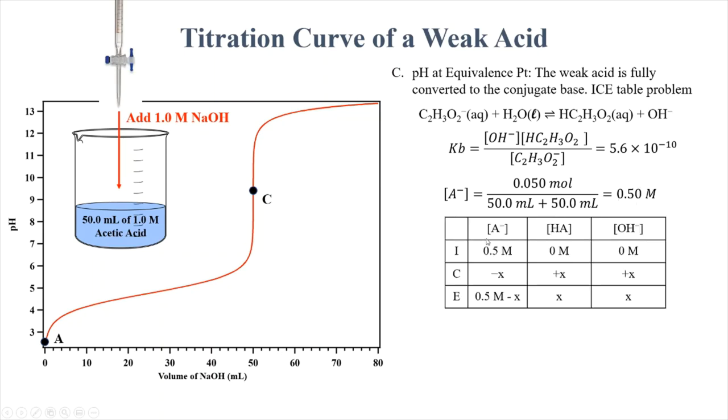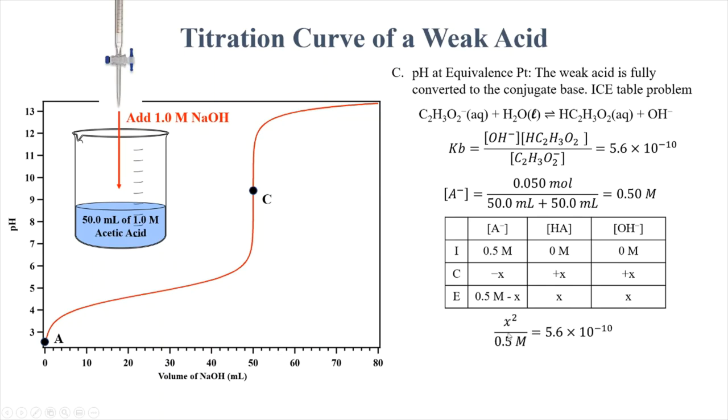So then we set up our ice table where our initial concentration of the A minus is 0.5 molar. Then we have 0 molar and 0 molar. We subtract the x, so 0.5 molar minus x, 0 molar plus x and plus x. We get that from the stoichiometric coefficients. There's a 1 for this, a 1 for this, and a 1 for this. And remember, products always get positives and reactants always get negatives. So then at equilibrium, we're going to have 0.5 molar minus x, x, and x.